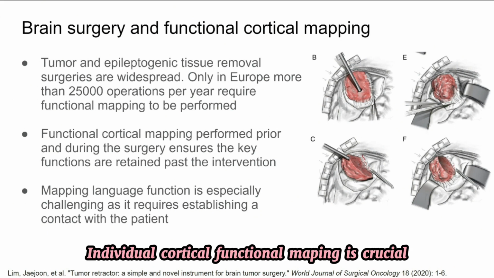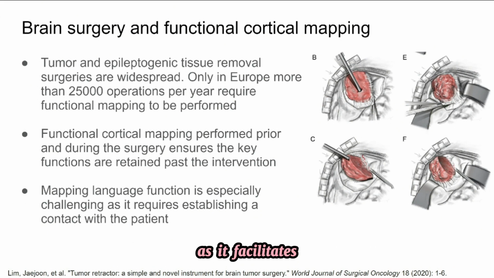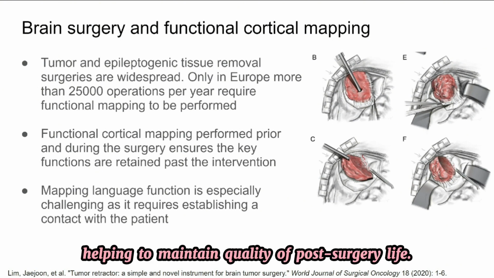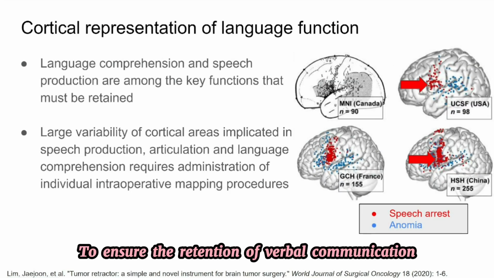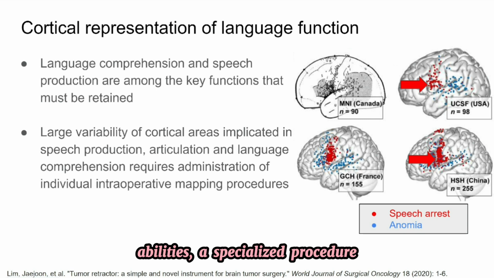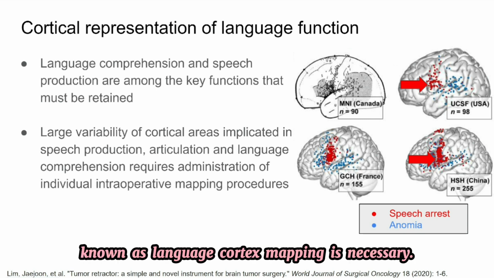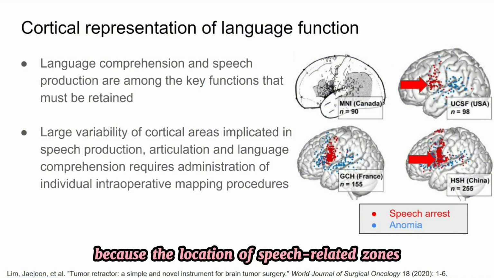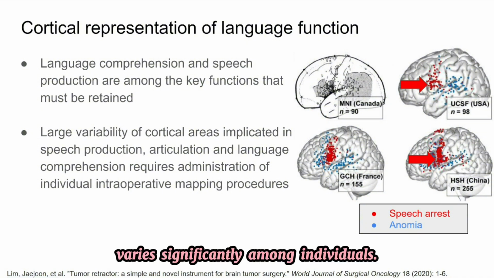Individual cortical functional mapping is crucial as it facilitates the preservation of critical brain areas, helping to maintain quality of post-surgery life. To ensure the retention of verbal communication abilities, a specialized procedure known as language cortex mapping is necessary. This step is crucial because the location of speech-related zones varies significantly among individuals.